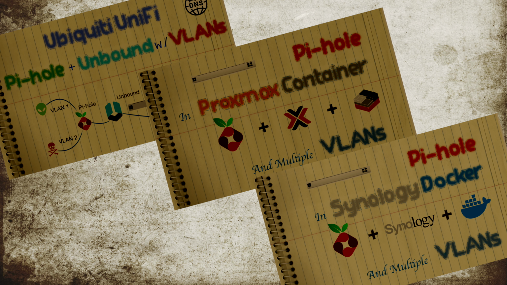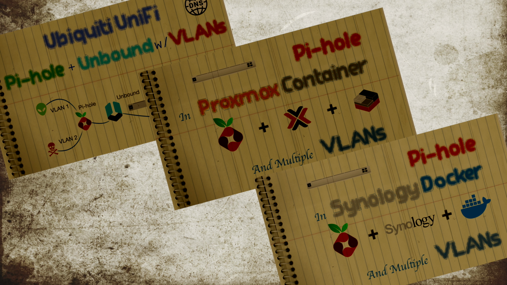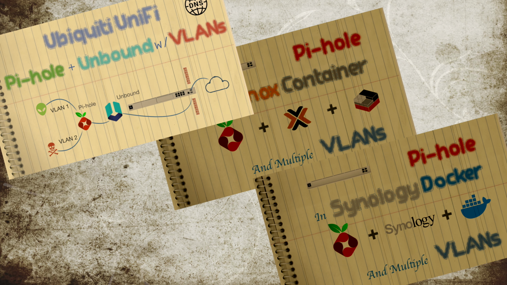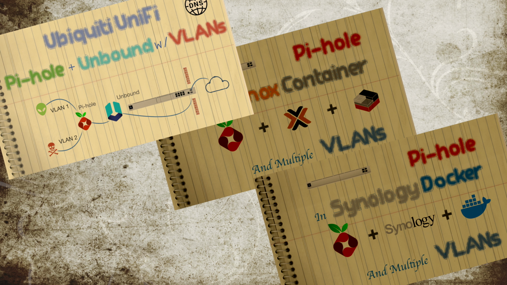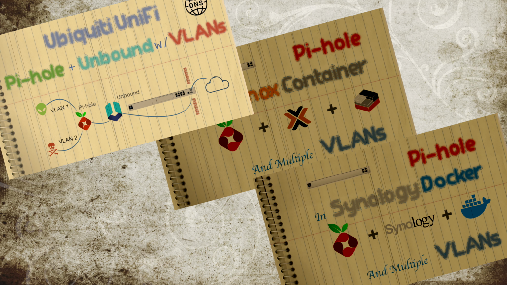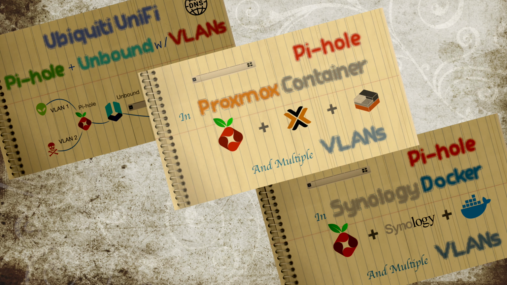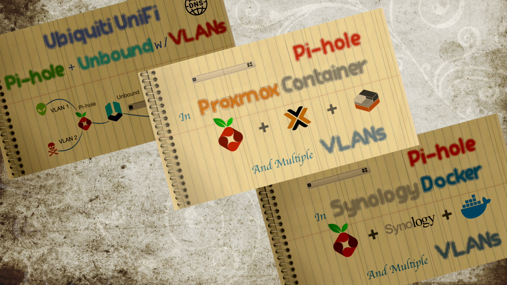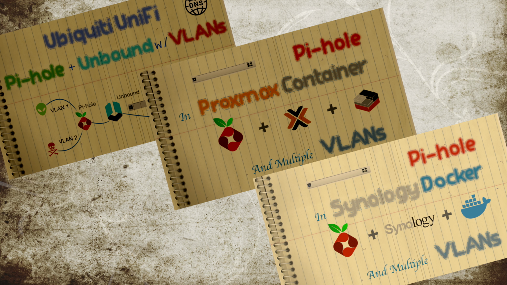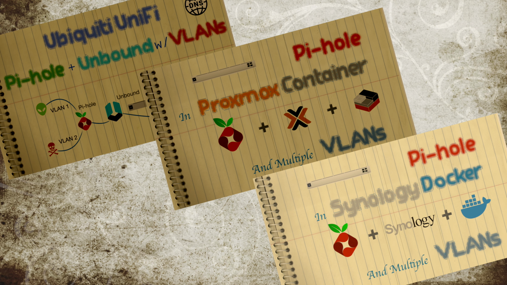This is the third video of the series about Pi-hole and VLANs. In the first video, I talked about how, if you install Pi-hole in a virtual machine or physical computer, you can deal with multiple VLANs. The second one covered Pi-hole in a Proxmox container. This video is about installing Pi-hole in a Synology Docker.